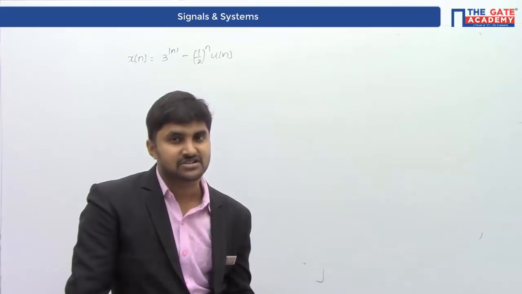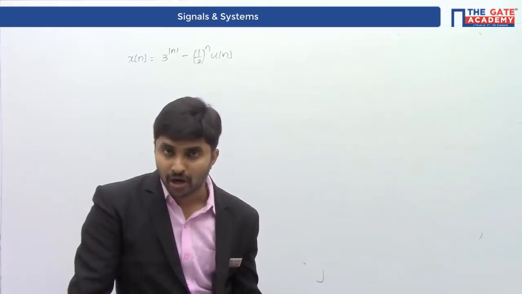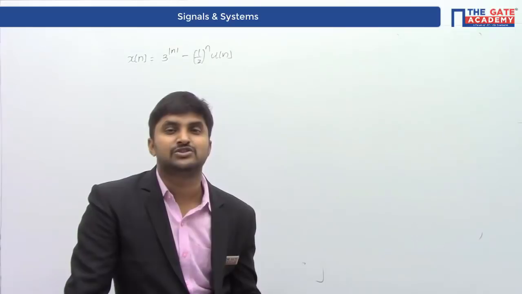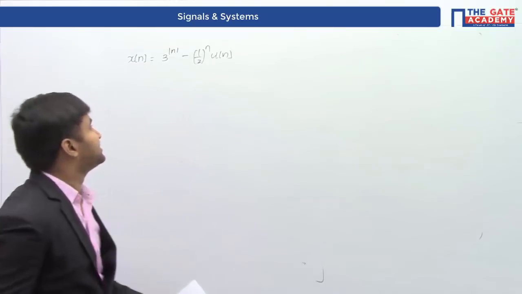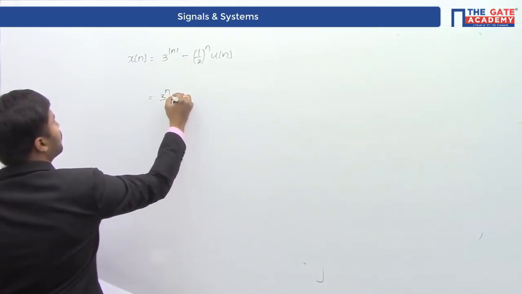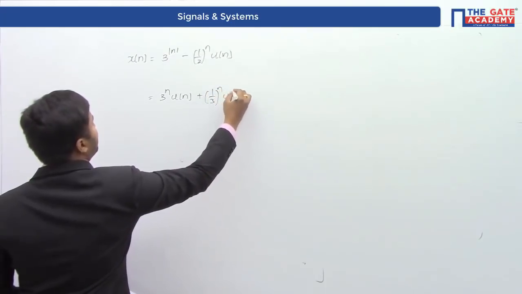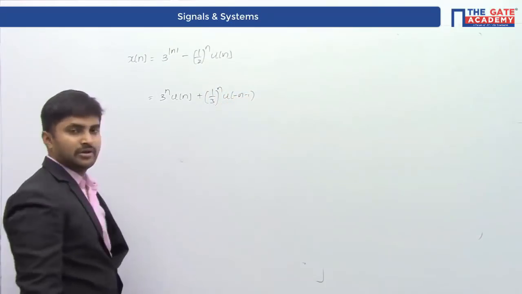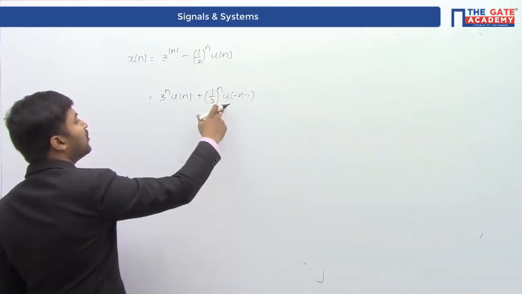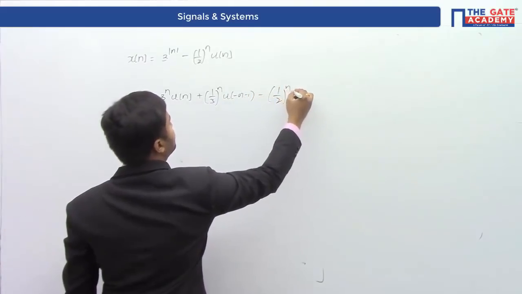We have to find the Z transform, and Z transform is possible only when the existence condition is satisfied, or when there is a common region of convergence between the different signals. If I expand 3 power mod n, I can write it as 3 power n u of n plus 1 by 3 power n u of minus n minus 1. And here you're going to have minus 1 by 2 power n u of n.